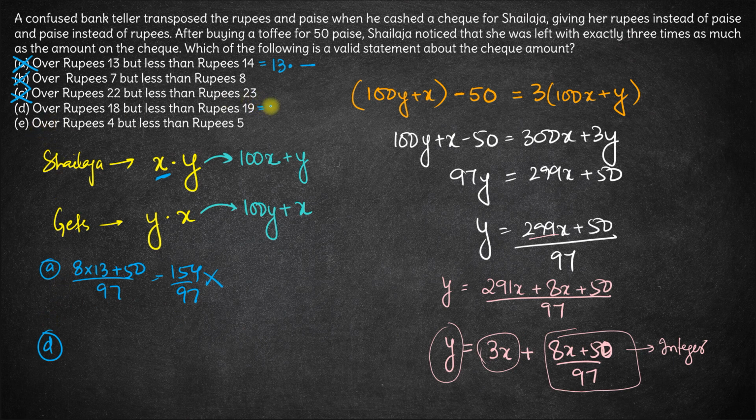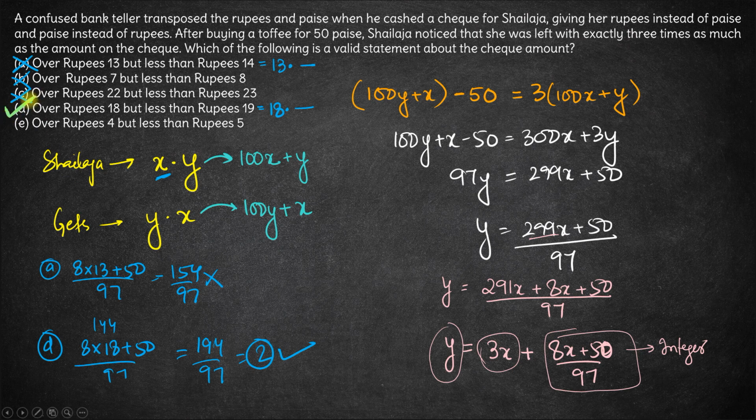Option D will give us the check amount as 18 rupees and some paisa. So x is equal to 18 in option D. So let's check. 8 into 18 plus 50 upon 97. So 8 8s are 64, this is 144. 144 plus 50 is 194. 194 by 97 is 2, which is an integer. Hence option D here is the right answer.